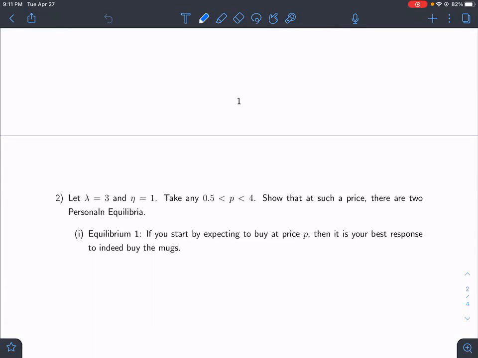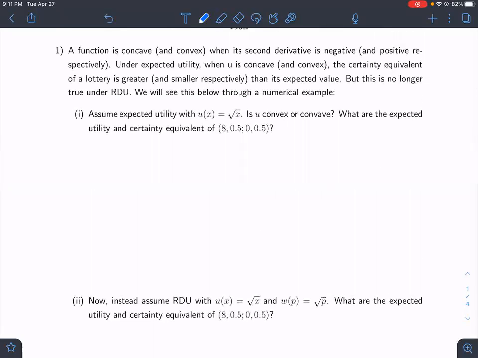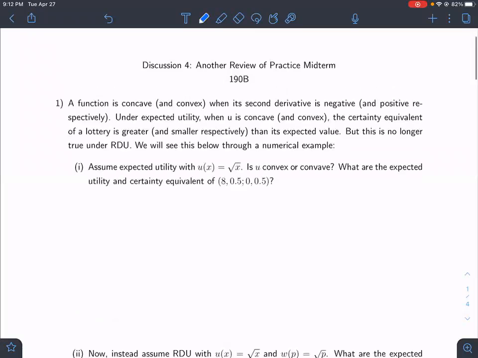There was a mistake. This number has changed to 2. So if you go to Canvas, in the new version, it should be corrected. Anyway, so let me begin. The first question was about the rank-dependent utility. I already uploaded my handwritten answer key on Canvas, so if you missed something, you can also refer to that one. Let me go over the first question.